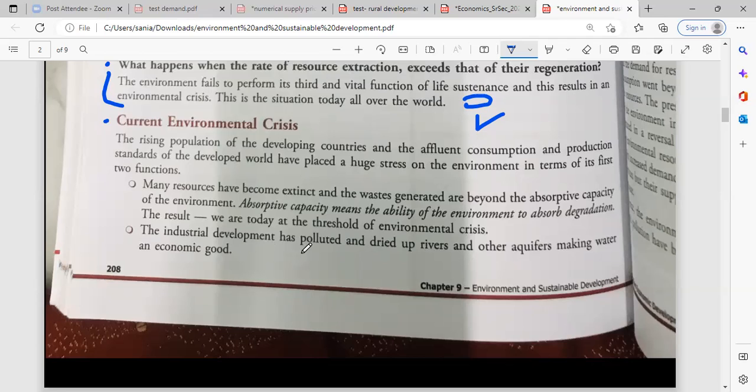Second, industrial development has polluted and dried up the rivers and aquifers, making water an economic good. When you develop industry, it creates pollution, and because of this rivers dry up. Water is now very precious, because earlier there was an abundance of rivers. In India earlier nobody used to sell water, but now you get a water bottle for 10, 20, 30 or 50 rupees. They are selling water because it is now precious and economic.